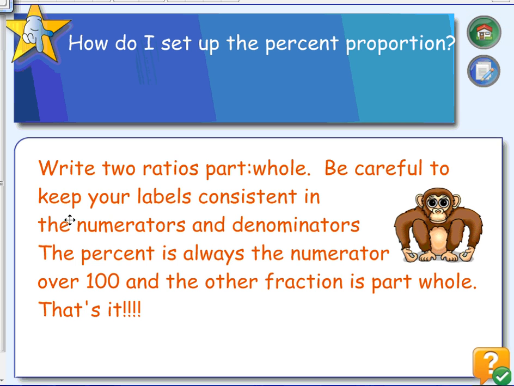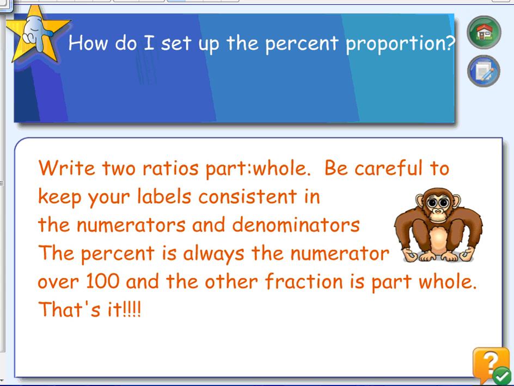So the first thing you need to know is, in order to solve a percent proportion, you need to know how to set it up. When you set it up, you need to write the two ratios, a part to a whole, and have them equal to each other. Be careful to keep your labels consistent in the numerators and denominators. The percent is always the numerator over 100, and the other fraction is part over whole, okay?